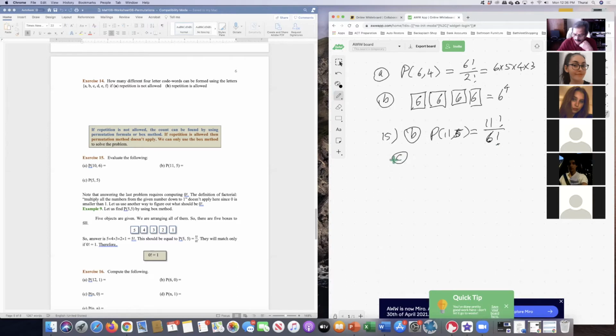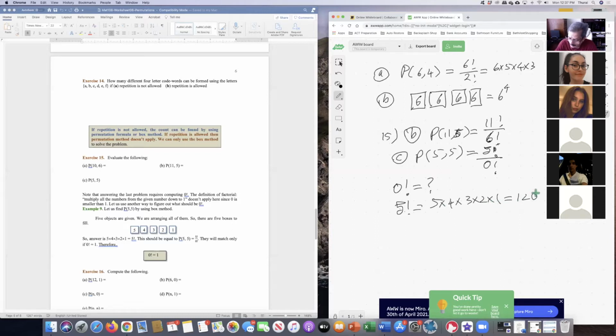Let's do the part C, which is P(5,5). So what do I get for the numerator? Factorial 5. And denominator is? Factorial 0. Okay, so now we are running into a question. What is factorial 0? Well, factorial is defined to be the product of, going back to the original definition, the product of all the numbers starting from the given number down to 1. So we said, okay, then factorial 5 is 5 times 4 times 3 times 2 times 1, and that's 120.